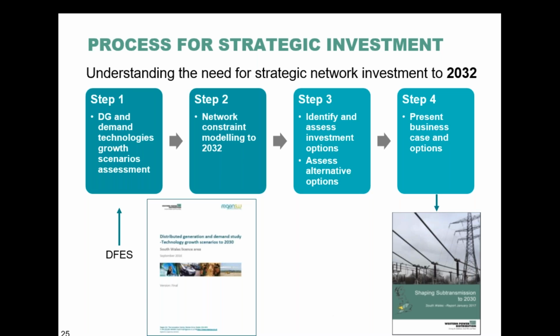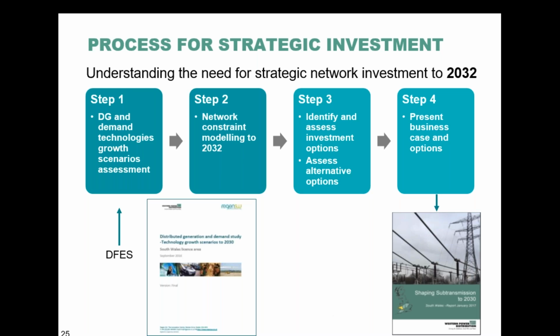So we've got a basic process for strategic investment. One is looking at all the generation and demand technologies along with our growth scenarios. Two, we model that on our network model to try and understand where the constraints might be. Thirdly, we assess the options, both conventional and alternative options. And then step four, we present the business case.